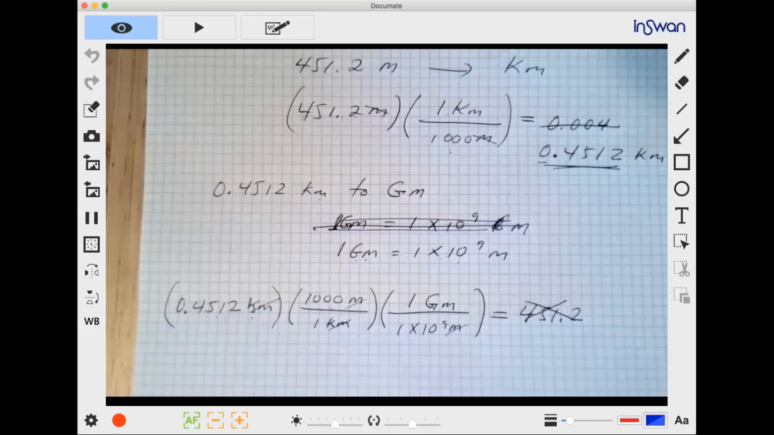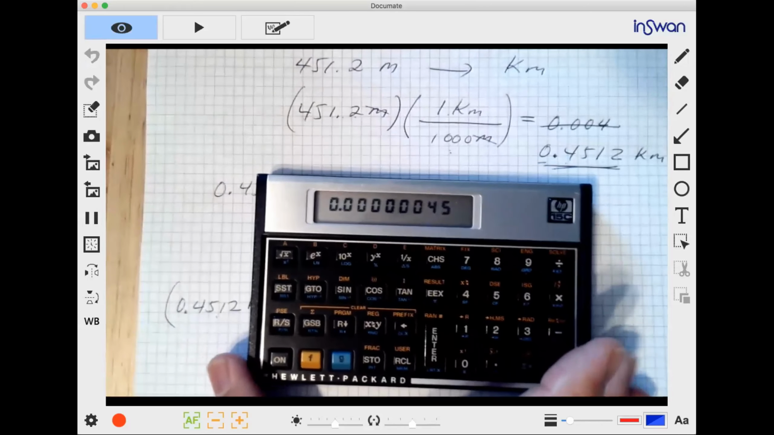I really wish I knew better how to use that ladder. So is it 451,200? I have a small number on my calculator. Let me show you what I have on my calculator. That's what I have on my calculator. Yes.